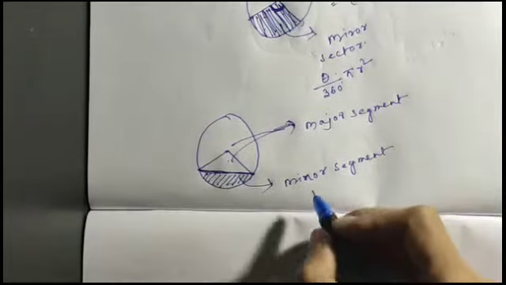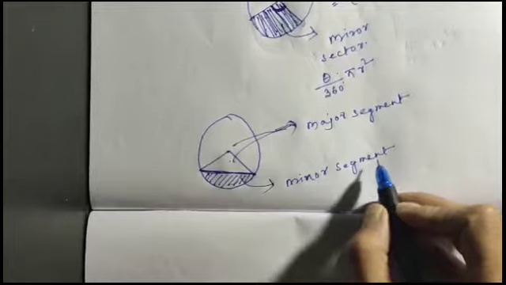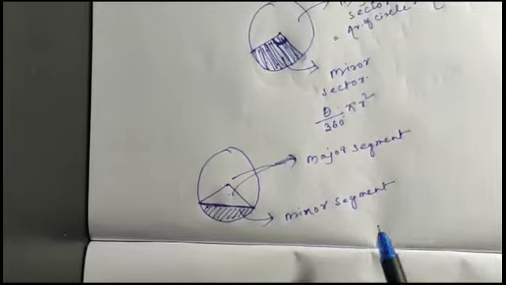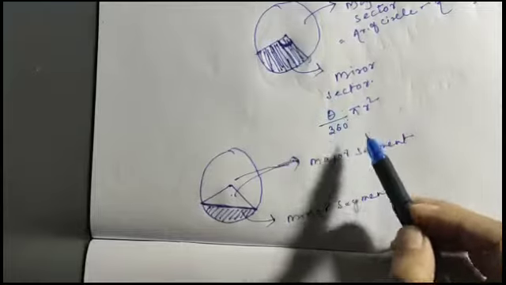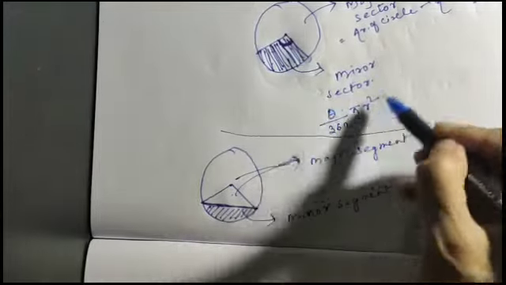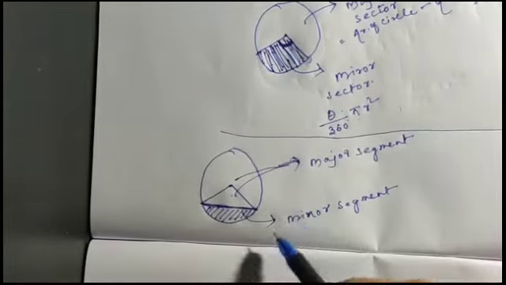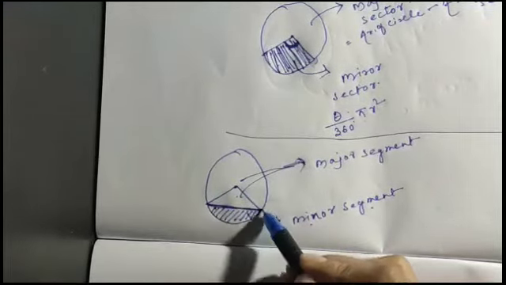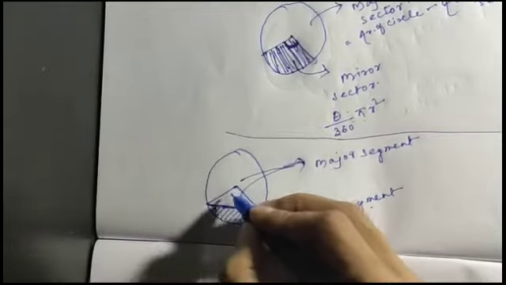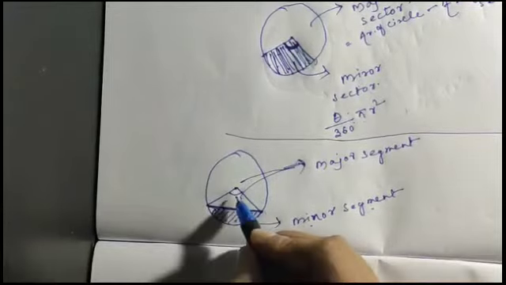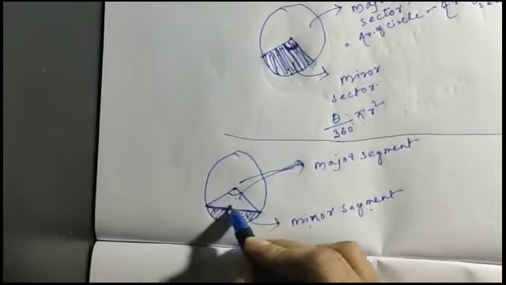Now, how to find this minor segment? To find the minor segment, first we will find the minor sector, as I told you with the previous circle, using this formula. The angle will be given here, and you have to find the minor sector first of all, as well as the area of this triangle.